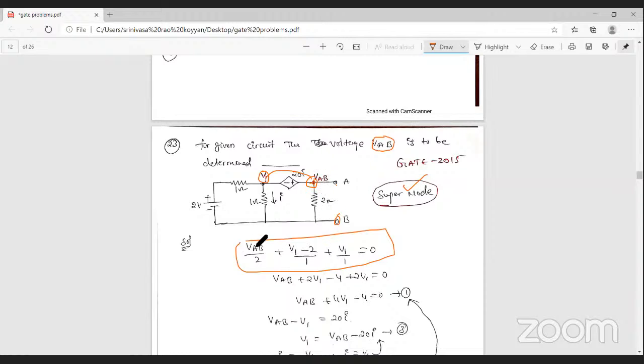First apply it at this node. VAB minus 0 by 2, that is VAB by 2. But at the voltage source, we should not put a current path or take a current value. Then again jump into the second node, that is V1. Apply KCL in this path, where all currents are leaving. In this leaving current, that is V1 minus the voltage. What is the voltage here? 2. V1 minus 2. What is the resistance here? 1 ohm. That is 1 ohm resistance. And same here also, V1 minus 0, that is V1 by, what is the resistance here? 1 ohm. That is V1 by 1 ohm resistance.